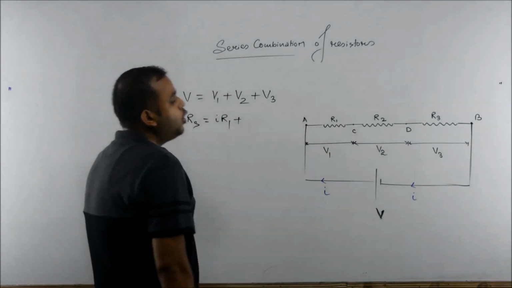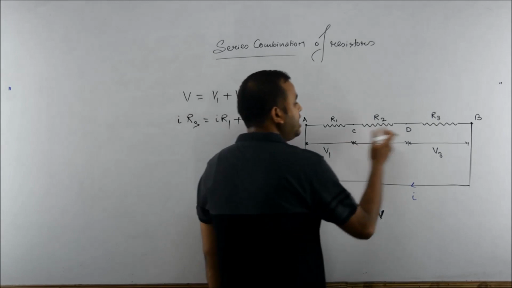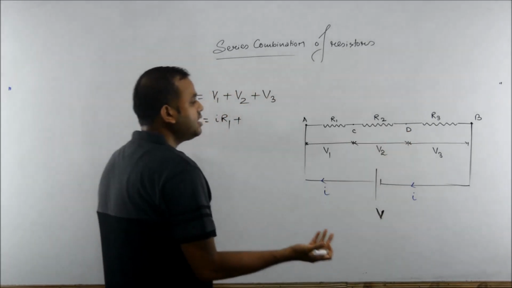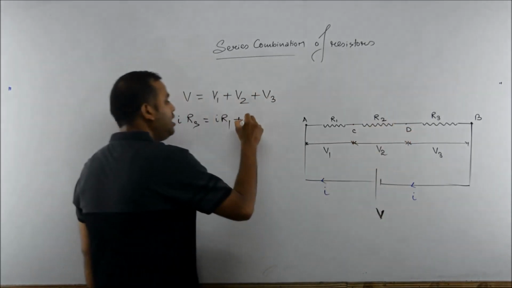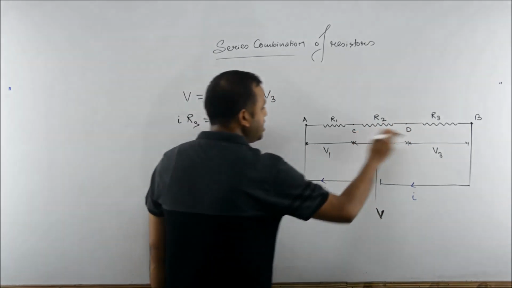Then what is V2? That is the potential difference between C and D. Then what is the current flowing between C and D? It's I only. And what is the resistance between C and D? It is R2.